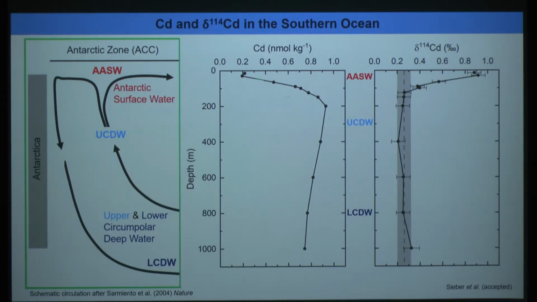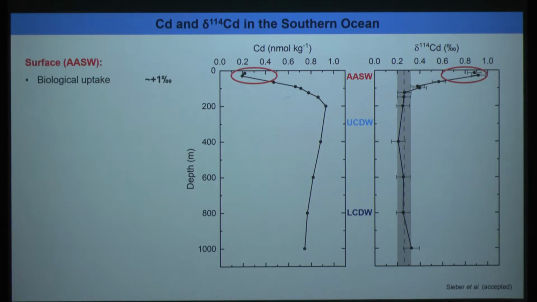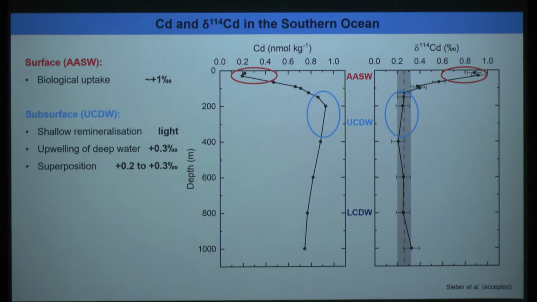So we want to look at the top 1,000 meters where you have this upwelling, where you have surface processes, where things are happening. Starting at the top, this is pretty much repeating what I just said in the introduction for cadmium isotopes, because they're relatively simple. In the surface, you have a depletion of cadmium, and this comes with heavy isotope values up to +1 per mil. If you go below into the subsurface, you have this upper circumpolar deep that brings a lot of nutrients, and with that also cadmium.